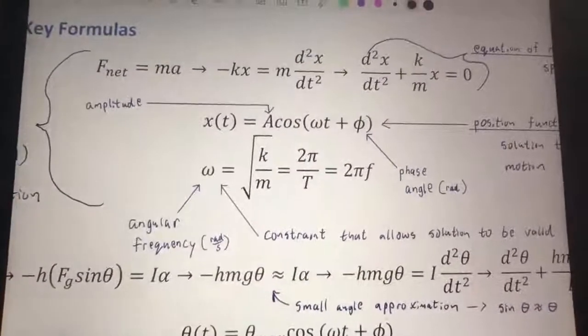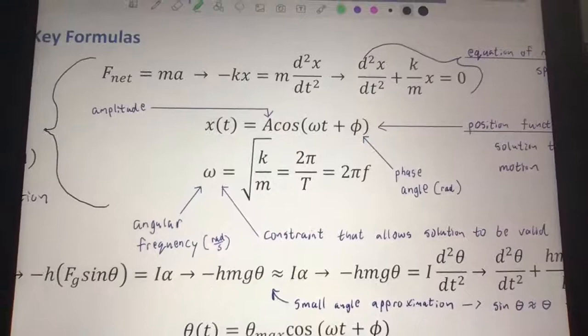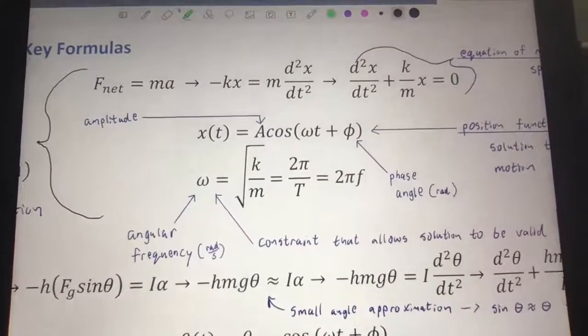No, what would the position function look like at t equals 0 in a general sense, right? If this is the general position function, x of t, so x as a function of t equals a cosine omega t plus phi, what would that function look like when t equals 0?